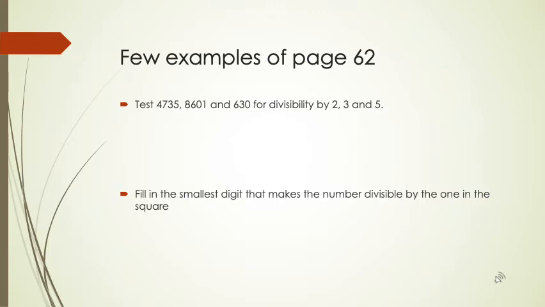On adding you will get 9, which is again divisible by 3, so 630 is also divisible by 3. Next example is: fill in the smallest digit that makes the number divisible by the number in the square. You have to find the smallest number and write it in the circle so that the number is divisible by the number given in the square.